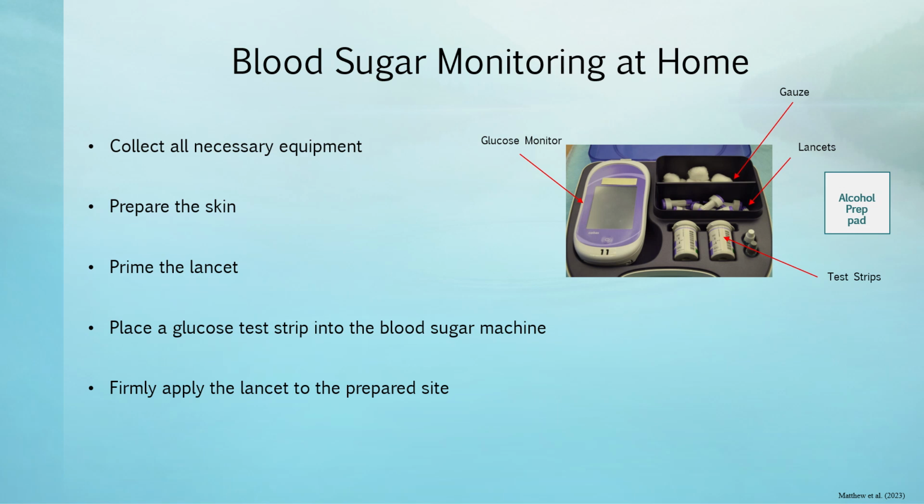You're then going to take the protective cover off the lancet and you are going to place your glucose test strip into the blood glucose machine, which then should turn the machine on. You want to firmly apply the lancet to the prepared site and press to pierce the skin.